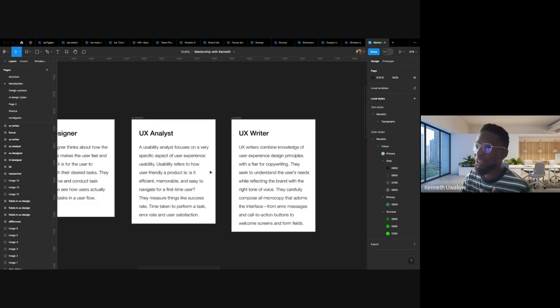They measure things like success rates, bounce rates, error rates, and user satisfaction. Just think of it like this. You know what a data analyst is, and I want to believe everybody understands it: you analyze data to bring up some conclusions from the data. That's the same thing a UX analyst does as well. You analyze your process to bring up some conclusions from that process.